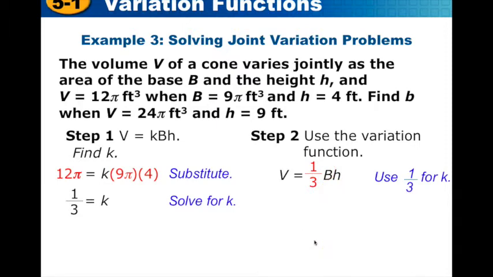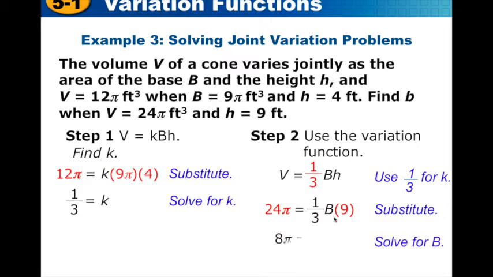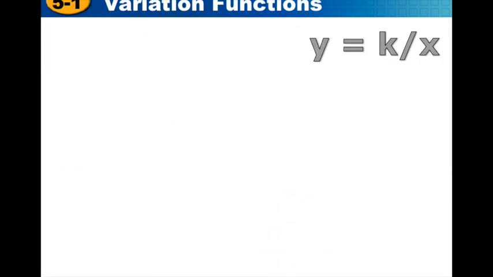Now we can plug in the second values that they give us. They tell us that V is 24π when h is 9, so go ahead and plug those in. Then that will allow us to solve for B. Okay, and that gives us 8π. Great.